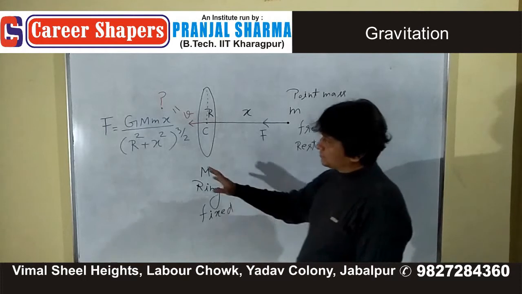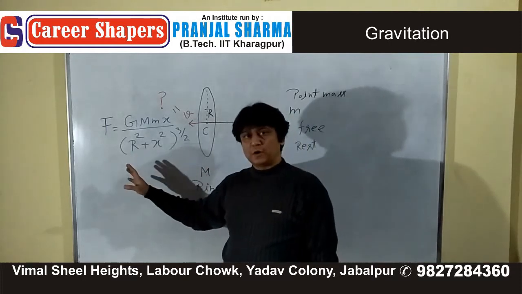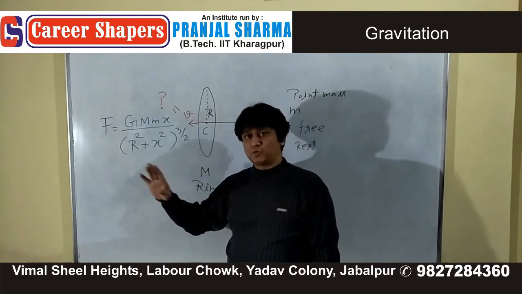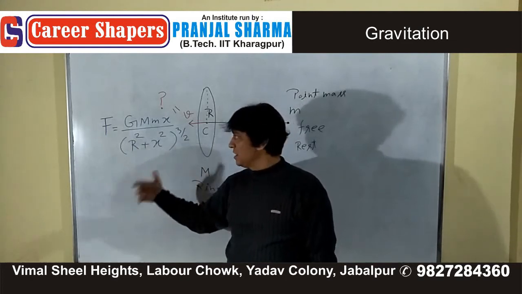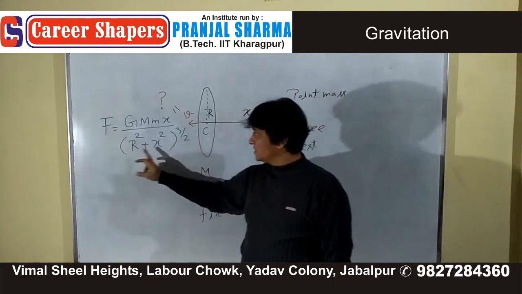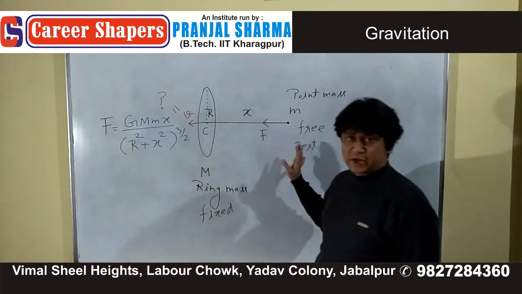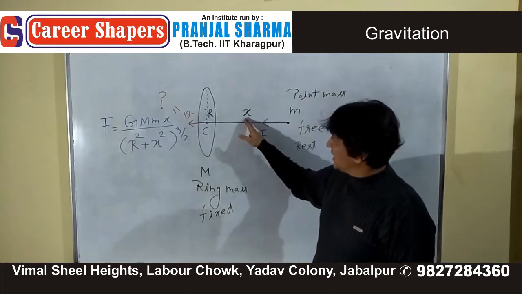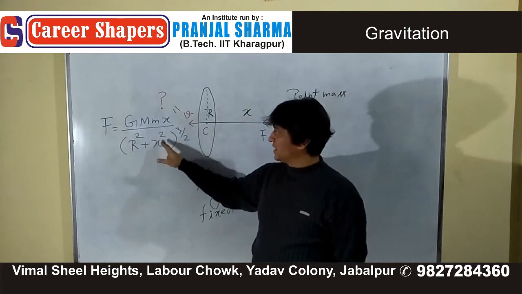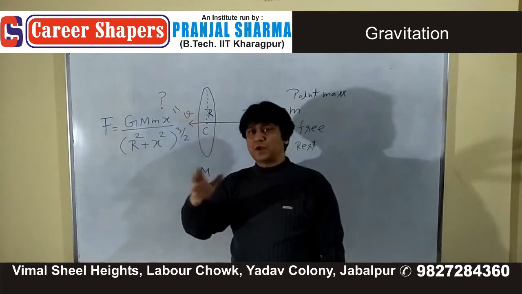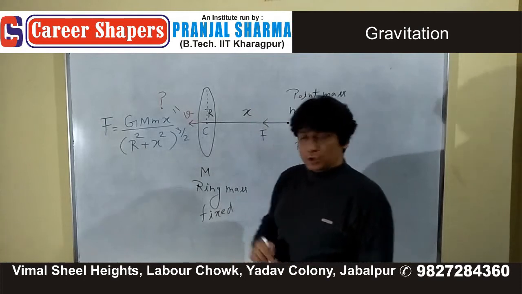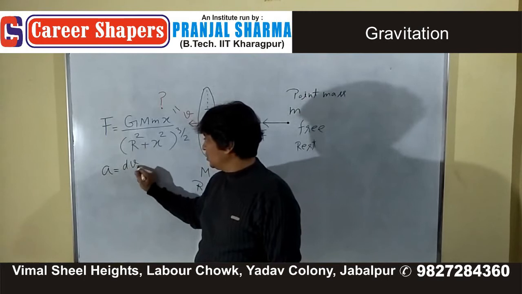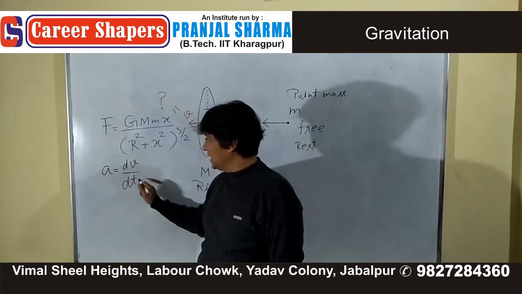The first thing: if somebody goes for v square equals u square plus 2as, then that is not valid. That's not repeated again and again, because you can see that your force is a function of x. It's continuously changing. As it moves towards the center, x changes. Because of changing x, your force changes, and therefore we cannot use Newton's equations. You can always go for a as dv by dt.